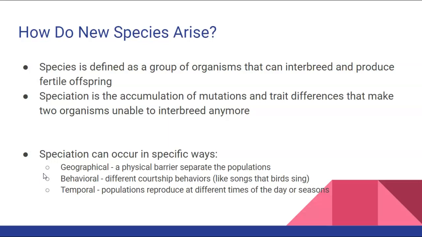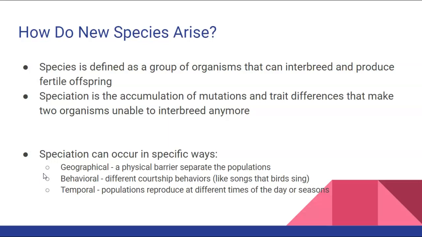Behavioral is having some sort of different courtship behavior that is not working for the two species, okay? So this could be a dance that birds do to attract other birds, or that other animals do to attract other animals. This could be songs that birds sing. This could be any sort of behavior that is some sort of mating ritual within the species. So some sort of behavioral difference.